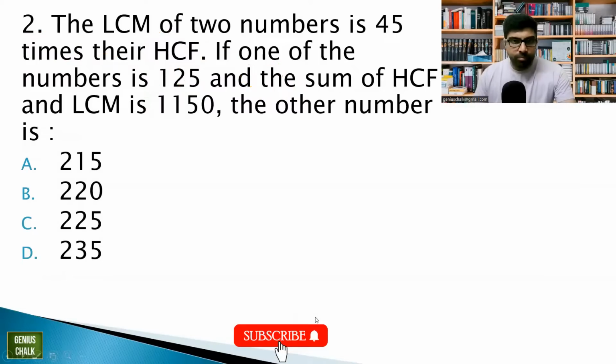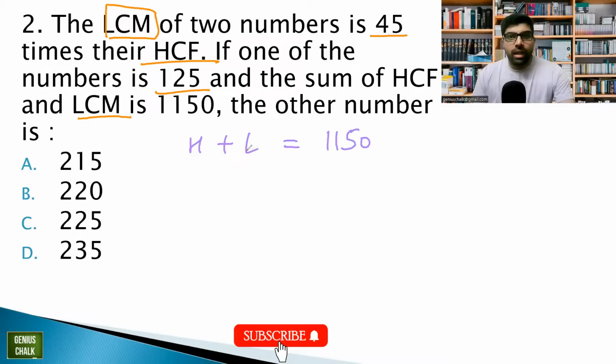Next question. It says the LCM of two numbers is 45 times their HCF. If one of the numbers is 125 and the sum of HCF and LCM is 1150, then what is the other number? Okay, so what is given? The sum of HCF and LCM is given as 1150. Now, the LCM of two numbers is 45 times their HCF. We will use this condition.